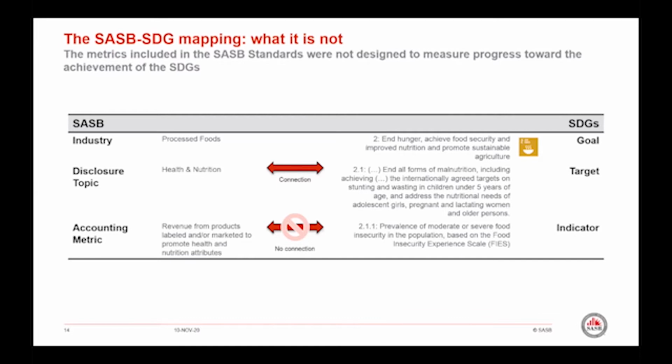So again, this is very important. The connections are made at the disclosure topic level on a more conceptual basis, and the accounting metrics in the SASB universe should not be thought of as KPIs to measure progress towards the SDGs, because they were not constructed with that goal in mind.